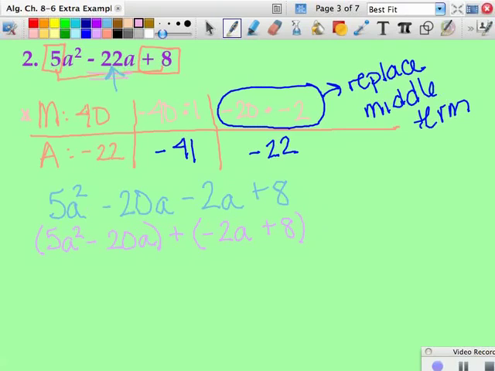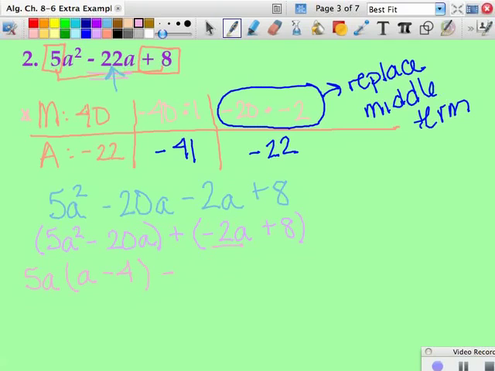Factor out the GCF. So what do these have in common? Well, they're both divisible by 5, and they're both divisible by a. So when we divide 5 by 5, we get 1, a squared divided by a would just leave us with 1a, but we don't write the 1. 20 divided by 5 is 4. A divided by a is 1. So there's that. Remember that anytime that this is negative, we take the negative out.